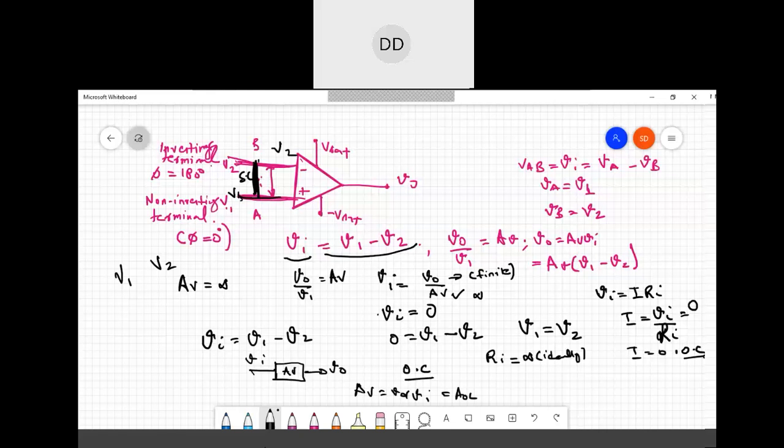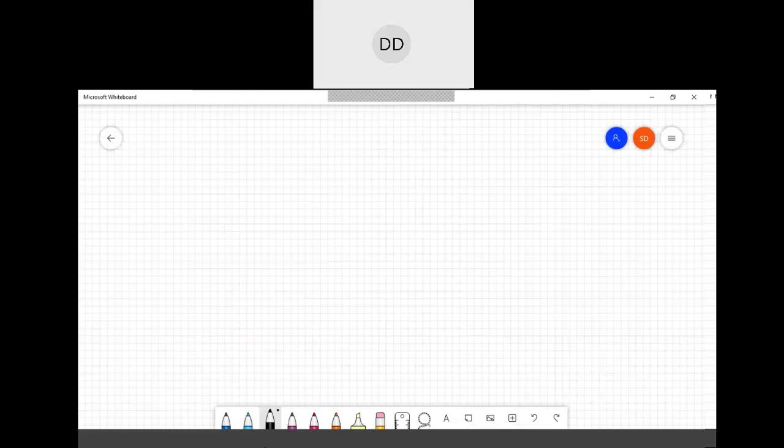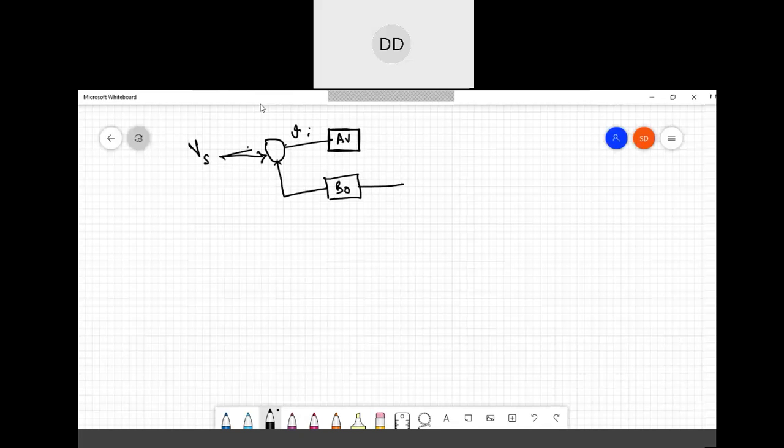Now coming to the closed loop gain. Suppose, for the same op amp, I have a different condition. I have my Vs like this, where Vs is my supply voltage, and I am connecting V naught again. Now this is my Vi, connecting an AV to it, and I am connecting V naught again over here. So in this condition, at this particular point, how do you represent V naught?